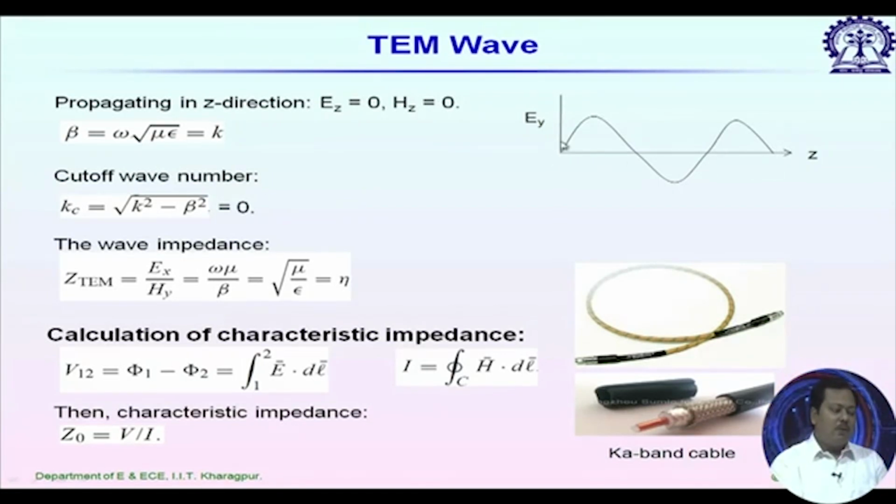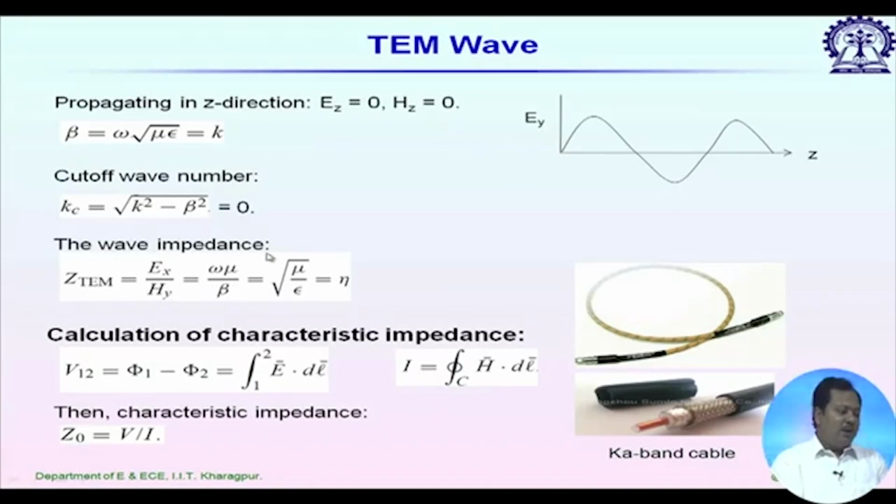It has Ey components. So, by definition Ez equal to 0 and Hz equal to 0, and beta can be given as omega square root of mu epsilon, that is equal to k, and cut-off wave number kc, this is equal to square root of k square minus beta square, this is equal to 0. So, it is interesting to note that kc, the cut-off wave number, is 0. So, that means it does not have any cut-off frequency. So, it can start propagation right from DC.